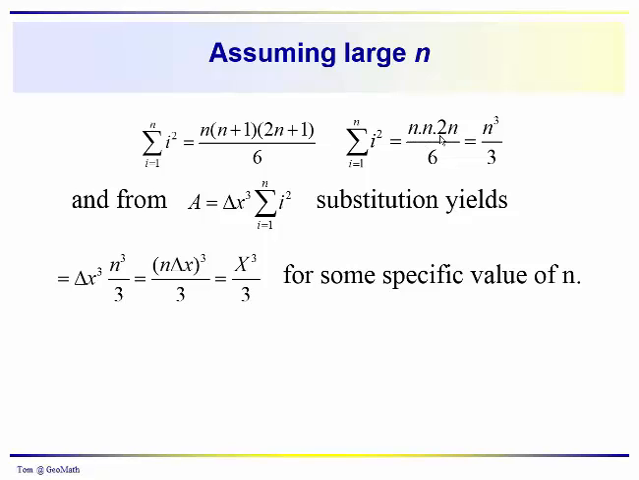We have n cubed over here. If we substitute that back into this starting expression, we get delta x cubed times the sum, which is n cubed over 3, equal to n delta x cubed over 3. In other words, we're just putting the n and the delta x together. They're both cubed, so we have n delta x cubed over 3. We'll call this n delta x, we'll just let it be represented by some big X, over 3. So for some specific value of n, we get this reduction, x cubed over 3.